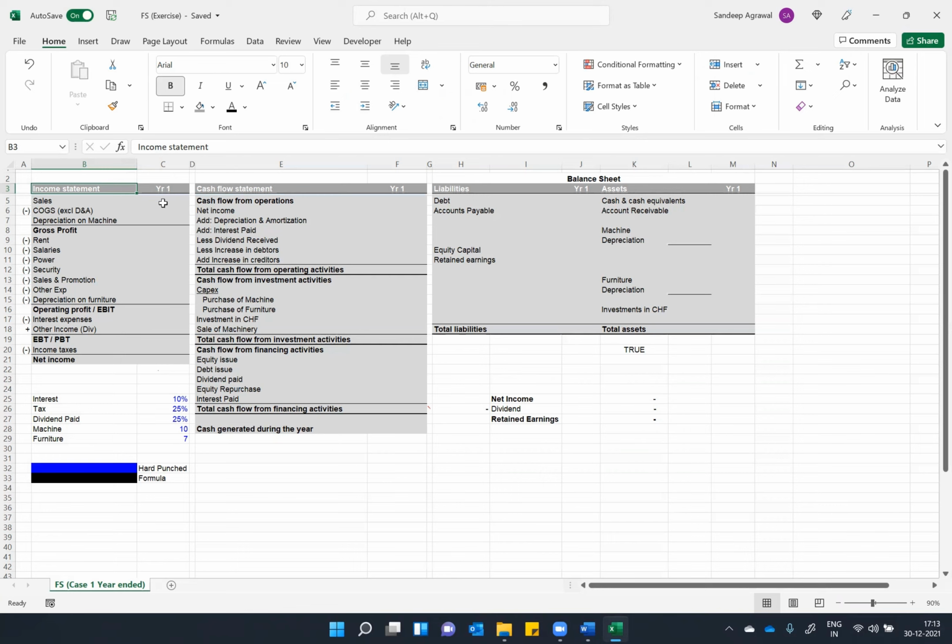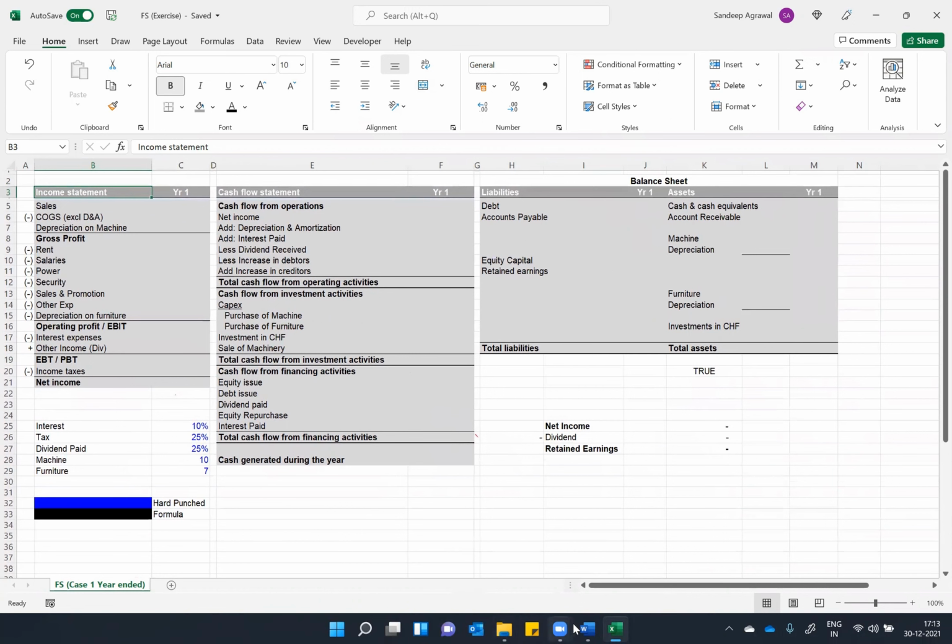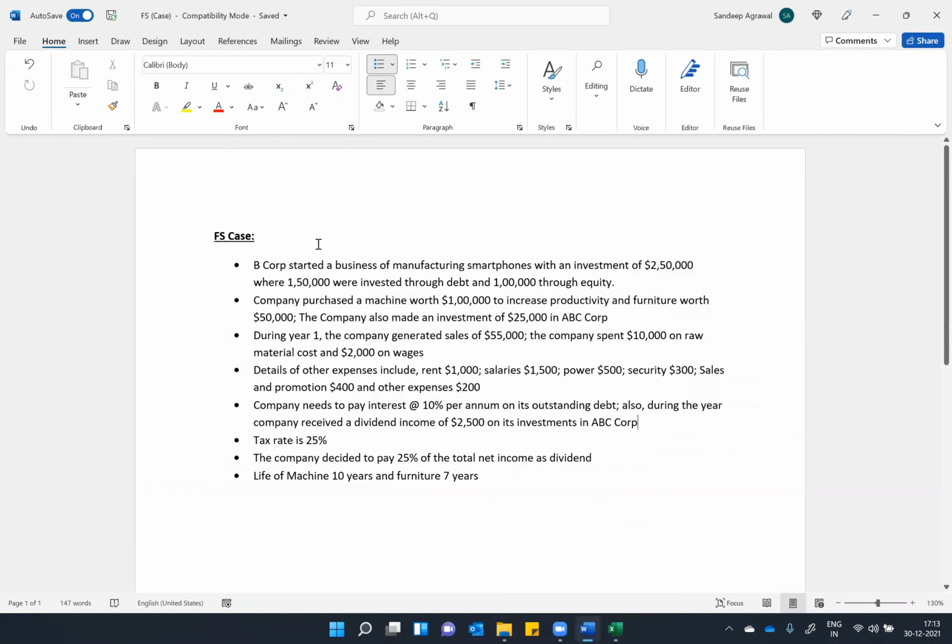So all the linking and changes that will happen. So once I make a change in, let's say, the income statement, how will the cash flow and balance sheet change, right? So let's get started. I have put in some sort of a basic template for you so that we can get started with each and every entry and see how the changes happen in all the three statements, right?